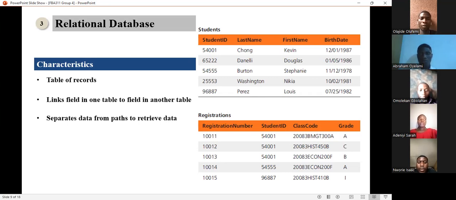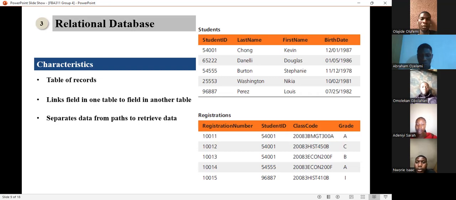The relational database was invented by E.F. Codd. He was a British mathematician. He worked at IBM. He defined the relational database to be organization of information into tables of record, thereby linking fields in one table to fields in another table with matching data. And it separates data from paths to retrieve data from the database to allow the database to be less dependent on the hardware and the operating system.